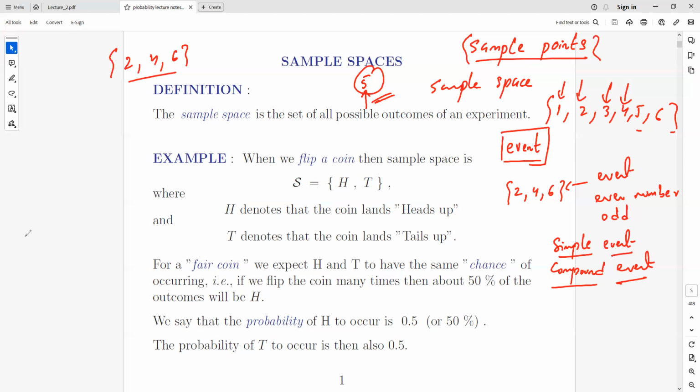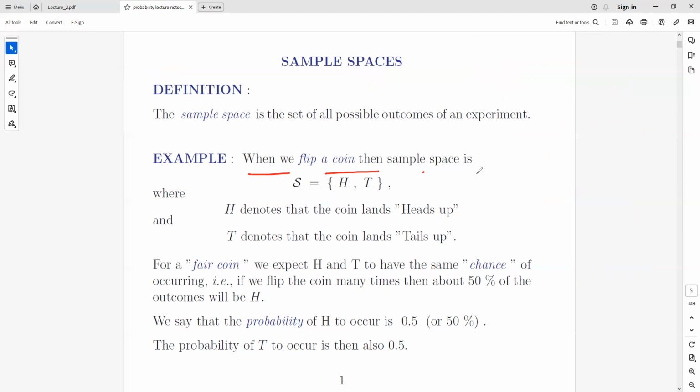Now, there are various examples. For instance, if we flip a coin, the sample space is going to be head or tail, because we have only two possible outcomes when we toss a coin. Therefore, we have the possibilities as head and tail. And we can say that the probability of head is 50%, and the probability of tail is also 50% if we are flipping a fair coin. So both the probabilities are 50%.